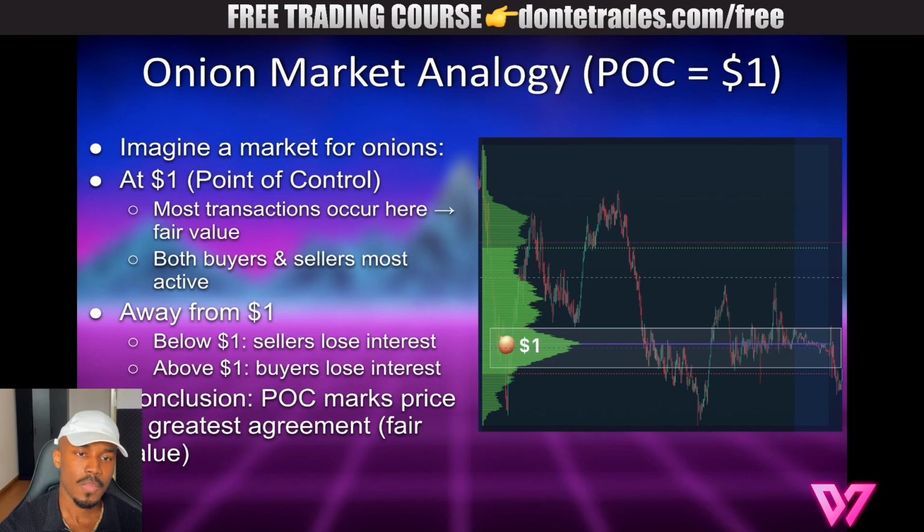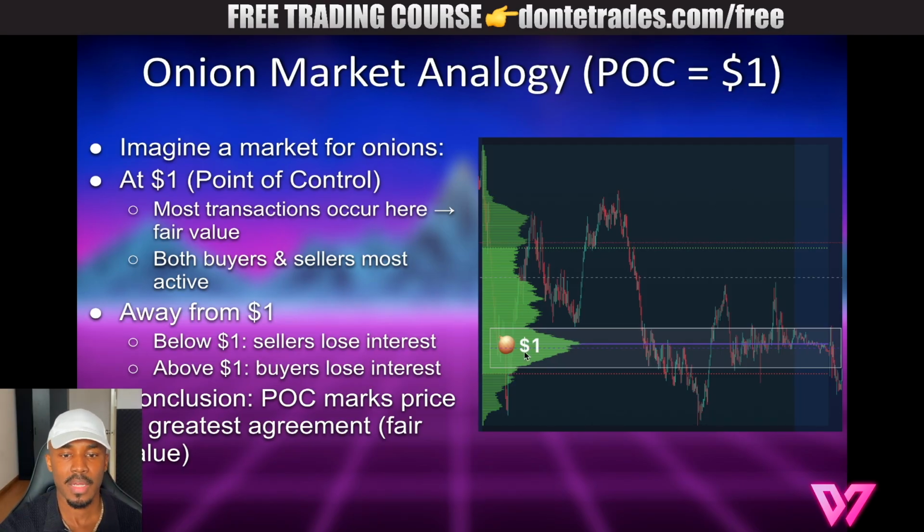So imagine that you're in the supermarket and you're looking for onions. Let's just say $1 is the normal price of onions, right? So this will be considered the point of control. This is where the most transactions occur. This is considered fair value. Again, for example purposes, the normal price of an onion is $1.